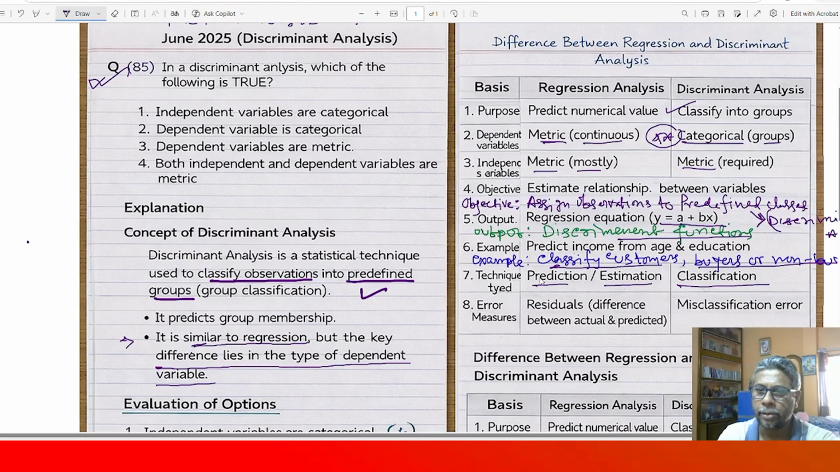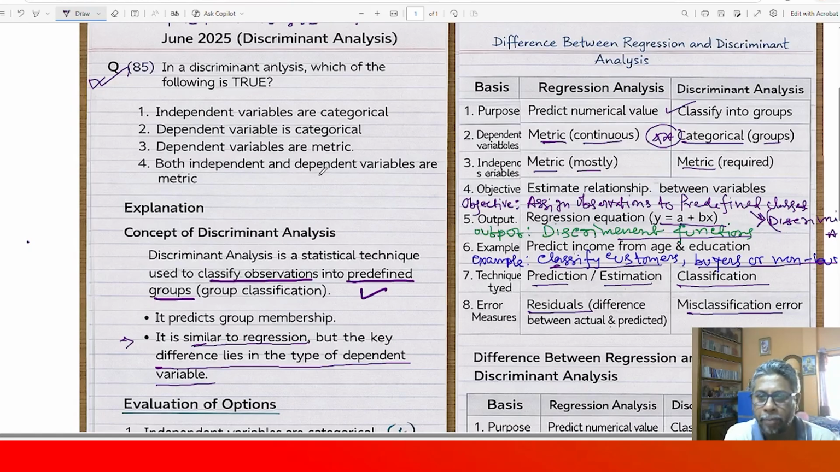In the case of error, regression analysis, the residuals are the difference between actual and predicted value. And in discriminant analysis, the misclassification error. So these are the important topics related to discriminant analysis and regression analysis. When we are going to solve discriminant analysis, we have to understand the regression analysis paradigm.